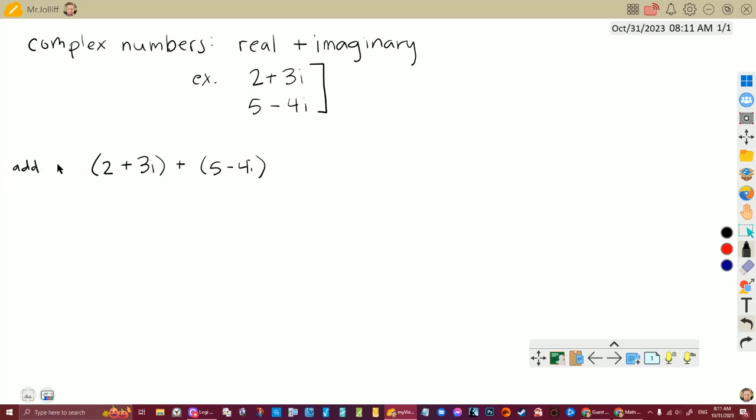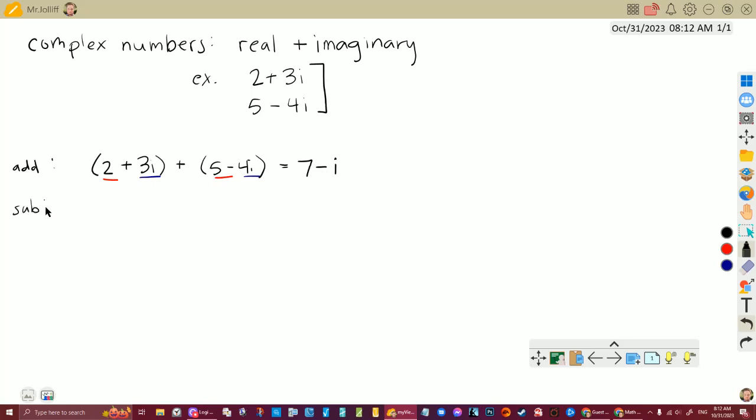I'm going to add our like terms. And in this case, like terms mean real with real and imaginary with imaginary. So 2 plus 5 is 7, and 3 plus a negative 4 is a negative 1. And anytime we've got a 1, we just write the variable, or in this case, i. Not so bad, right?